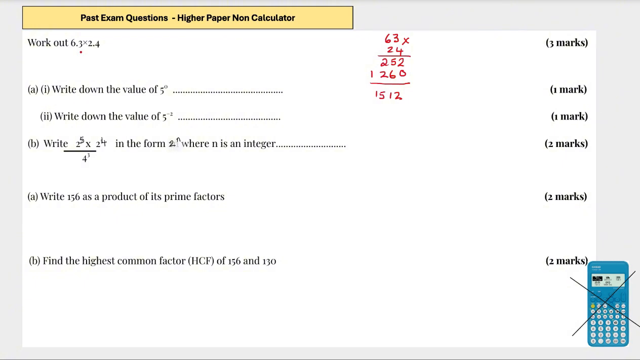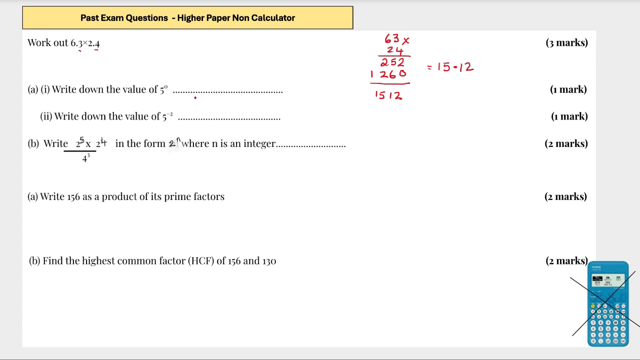Now, we need to put the decimal places back. So let's see how many numbers are behind the decimal places. We've got 1, 2. So our answer is 15.12. And that's because we've started here, 1, 2.